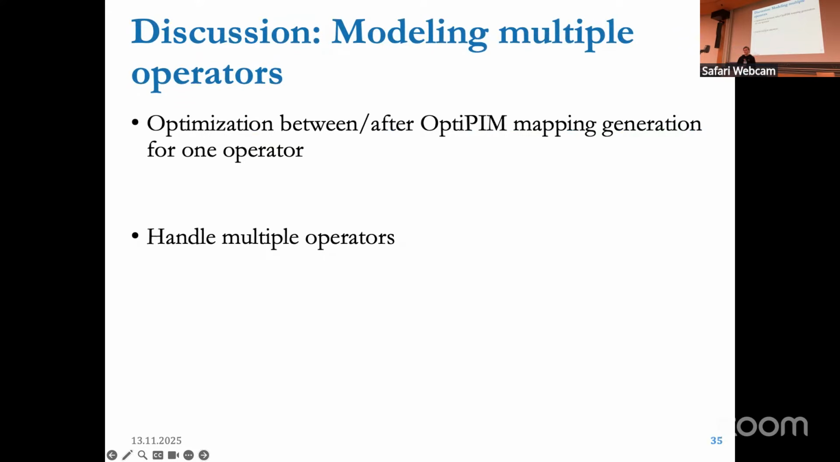Then let's get to a different point, which is how could we model multiple operators? So the first thing I've thought of is what kind of optimizations could we do between or after each OptiPIM operation, mapping generation for one operator. I've already touched on this before, but maybe some of you remember it. What's the problem about this that the OptiPIM paper currently has?